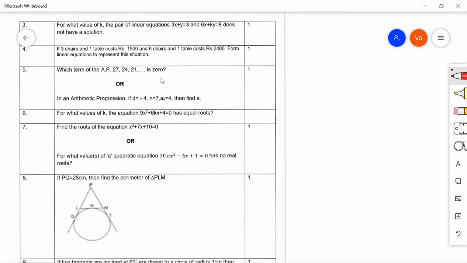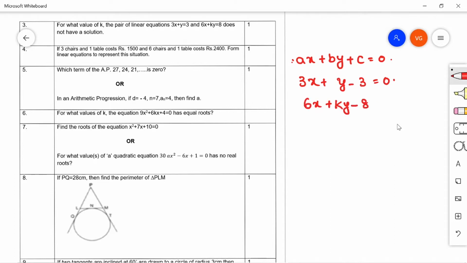Coming to question number 3. For what value of k does the pair of linear equations 3x plus y is equal to 3 and 6x plus ky is equal to 8 not have a solution? First, compare the given equations with the standard form, ax plus by plus c is equal to 0. So now write the given equations in this form: 3x plus y minus 3 is equal to 0, then 6x plus ky minus 8 is equal to 0.